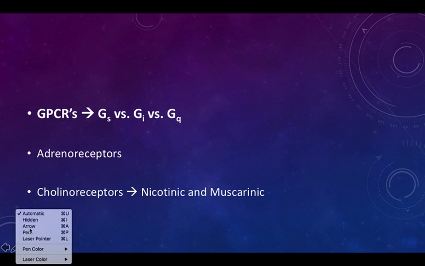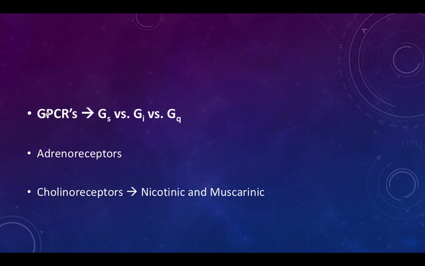I want to do a quick little 10-minute video on G protein coupled receptors. Then the three different types: there's G stimulatory, G inhibitory, and then GQ. Y'all should already know what adrenergic receptors are. Remember, that's anything alpha 1 or 2, and then beta 1 or 2. And those are G protein coupled receptors.